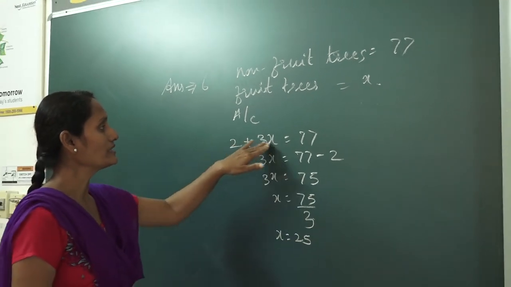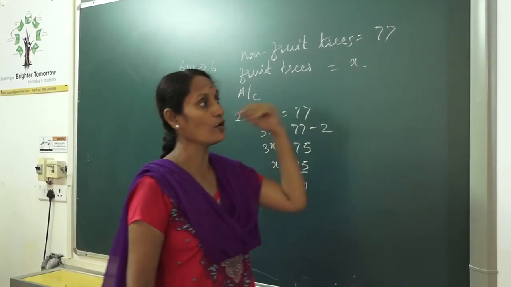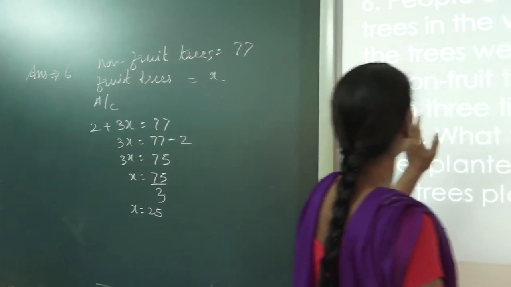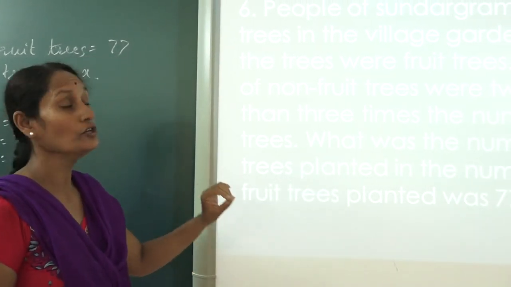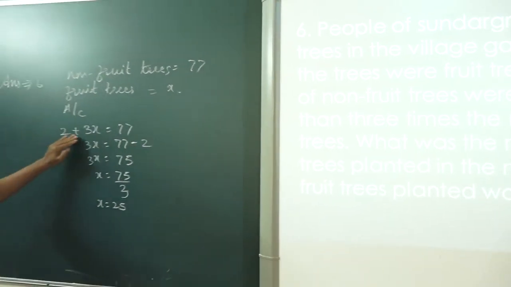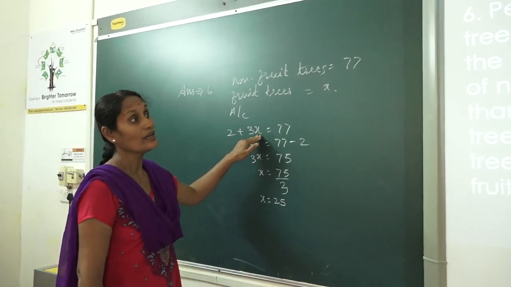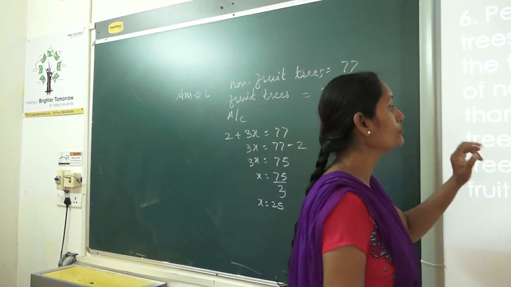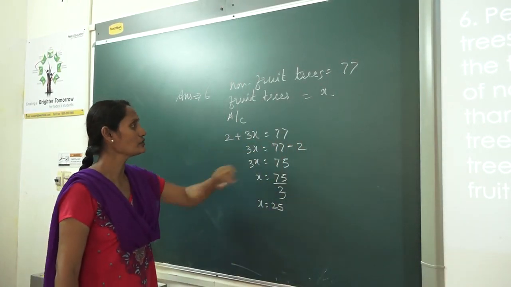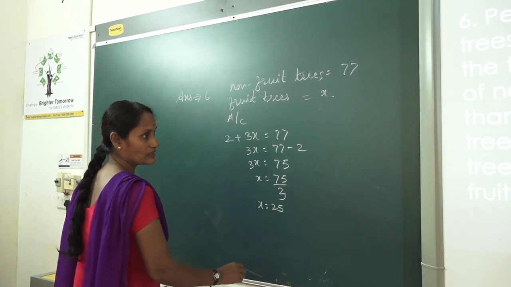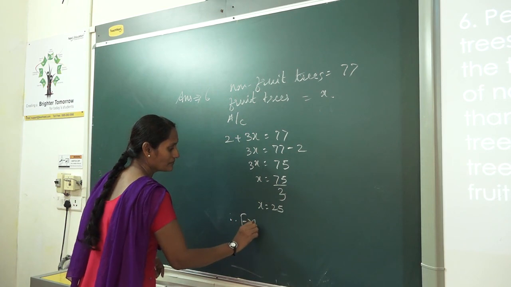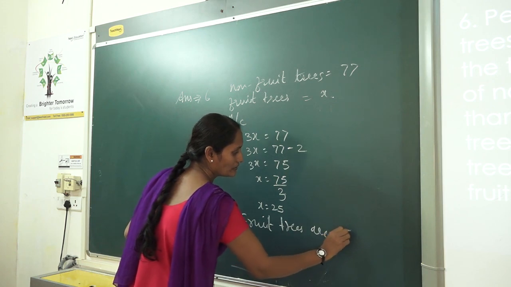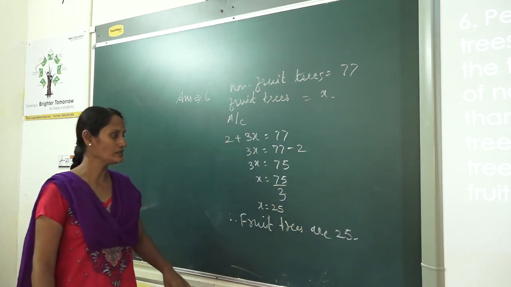Okay. So 2 plus 3x. How did I get 2 plus 3x? If you observe here, it is given that 2 more than 3 times. What is given? 2 more than 3 times. Non-fruit trees were 2 more than 3 times the fruit trees. So 2 plus 3x equals 77. So when you divide, this is the answer you have got. Therefore, fruit trees are 25.